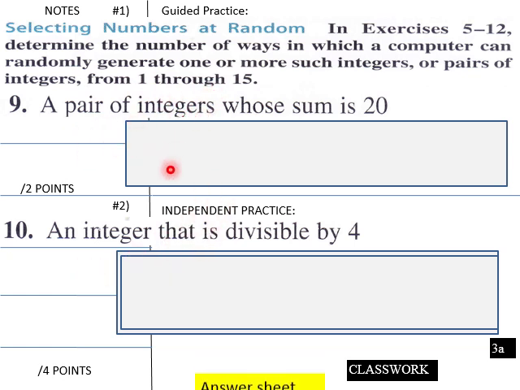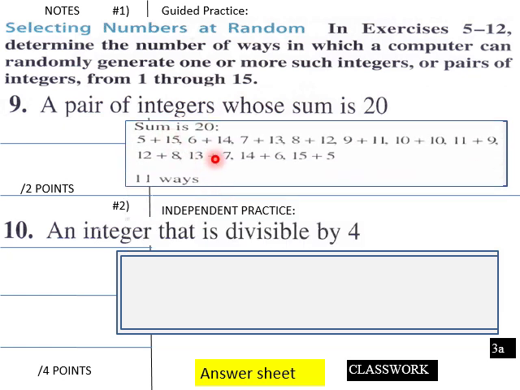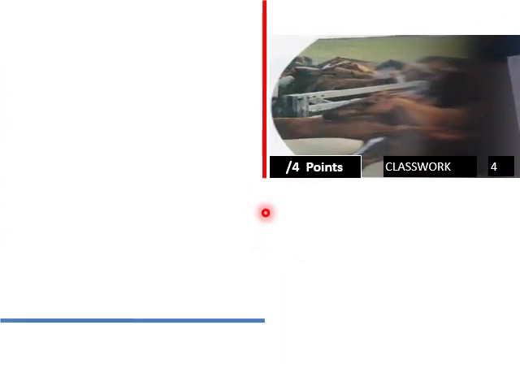For number 9, our solution here is sum is 20. We have 5 and 15, 6 plus 14, 7 and 13, 8 and 12, 9 and 11, 10 and 10, 11 and 9, 12 and 8, 13 and 7, 14 and 6, and 15 and 5. So we have 11 ways of 1 through 15 whose sum will be 20. And do something like that down here, students. Let's do another one.